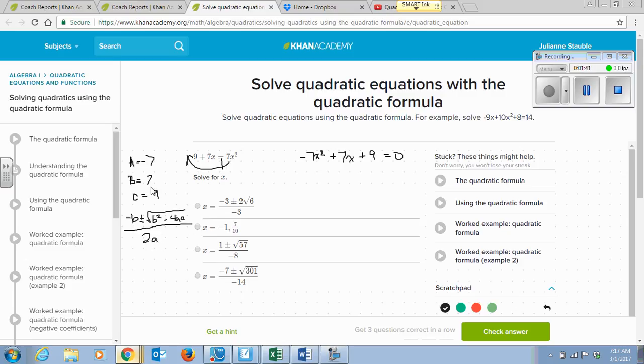So negative b is the opposite of 7, so that is negative 7. Then I have plus or minus b squared, which is 7 squared, minus 4ac. And I am probably going to stop this video and move this over so that y'all can read everything.